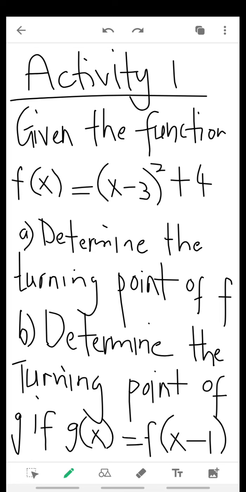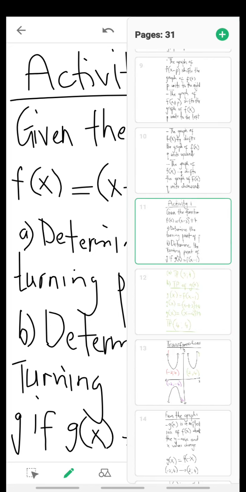Now they say determine the turning point of g. So the first thing that I would do is to find g and then check what the coordinates of the turning point will be. They're telling me that g equals f at x minus 1, meaning on f where there was x, now I'm going to put x minus 1. So let us first find g.